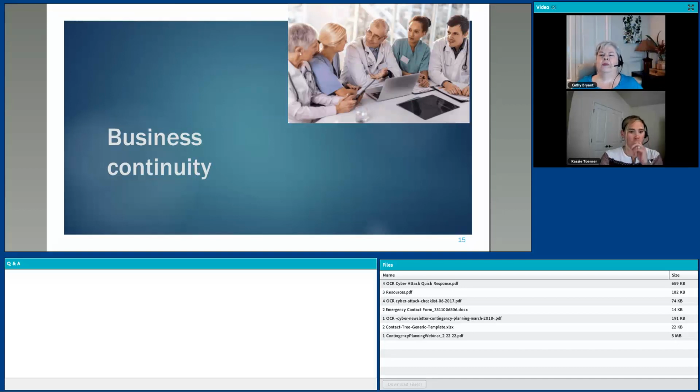So what we'd like you to think about is if these are separate documents, maybe it's time to merge them into one because it really doesn't matter what triggers the situation that you have some interruption in business. The goal is to get you back and operational as quickly as possible.